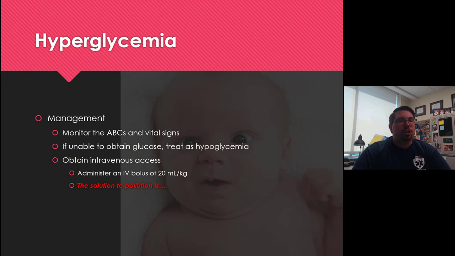Management: remember, the solution to pollution is dilution. So 20 mLs per kilogram, we can increase that, double it down on it once if we need to. If you're not able to give a glucose reading, treat it like hypoglycemia. Hypoglycemia will kill a patient much faster than hyperglycemia. And then make sure that you're gaining that peripheral IV access or IO access.